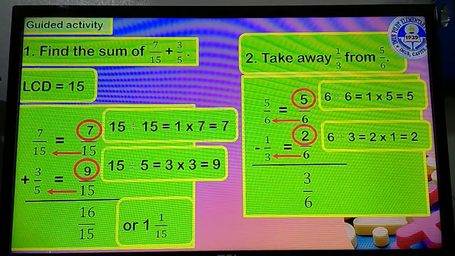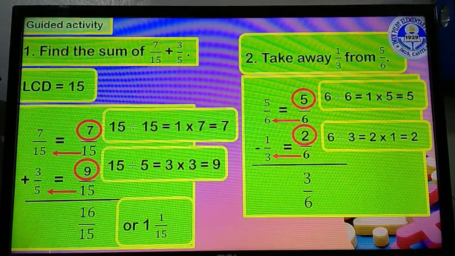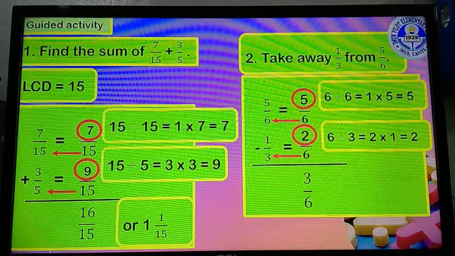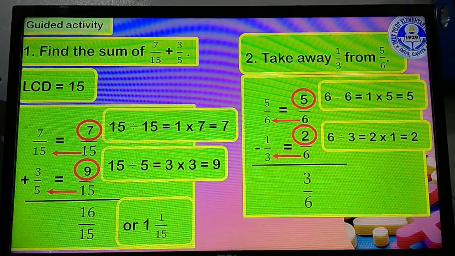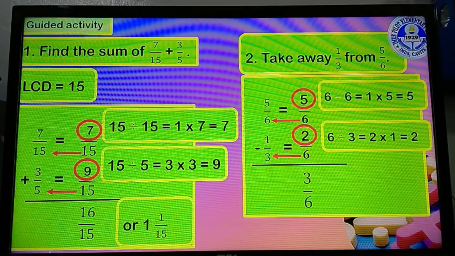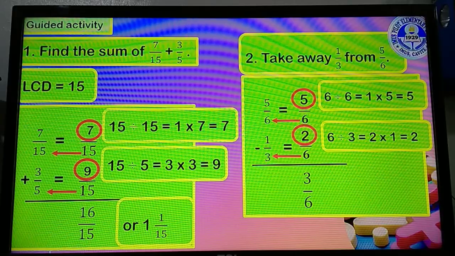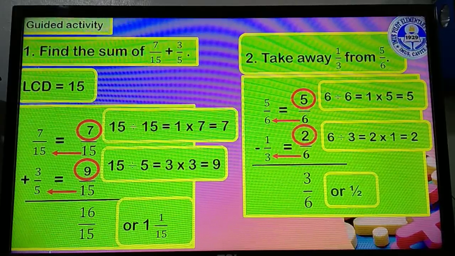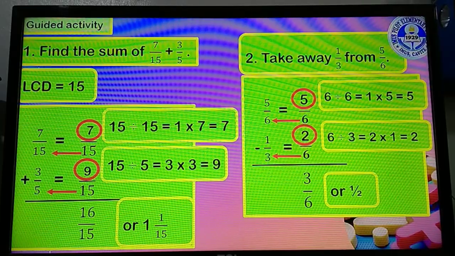3/6 is not in the lowest term. So, change to the lowest term. Ano pwede natin i-divide kay 3 at kay 6? Ang pwede natin i-divide is 3. So, 3 divided by 3 equals 1. Then, 6 divided by 3 equals 2. So, therefore, our final answer is 1/2.